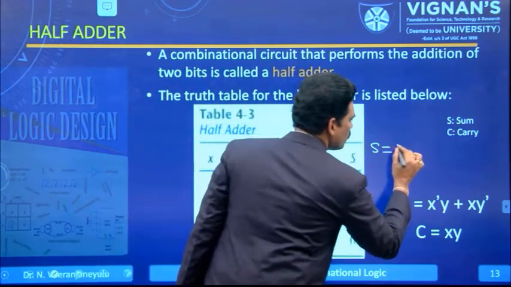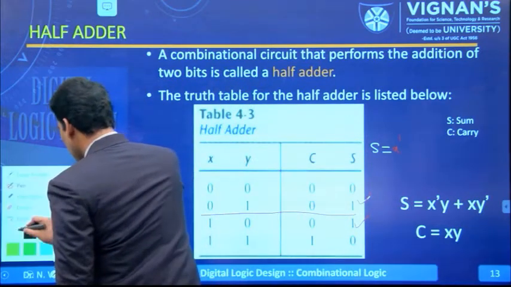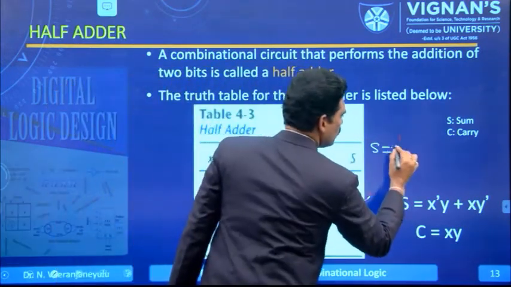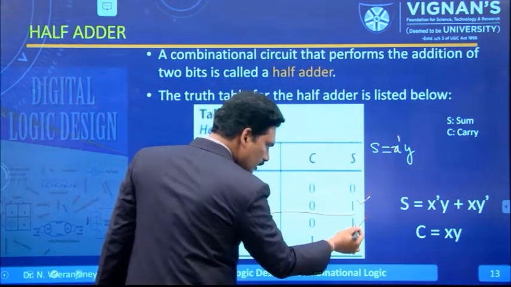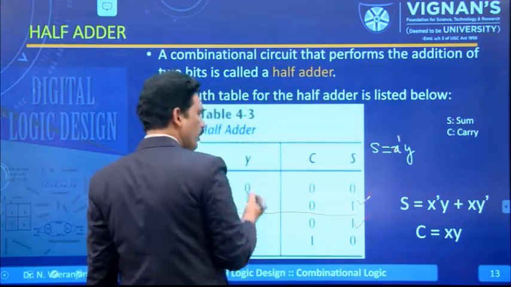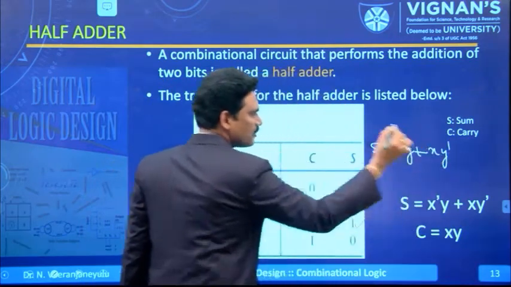Sum is equal to x bar y, and what is the next one? This is x y bar plus x y bar. This is the expression for sum.